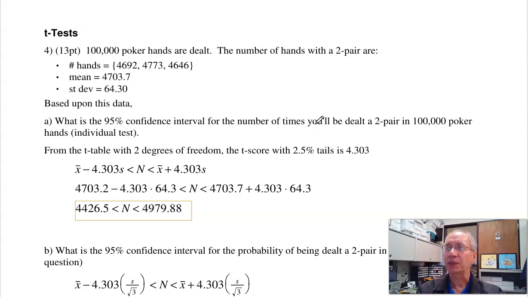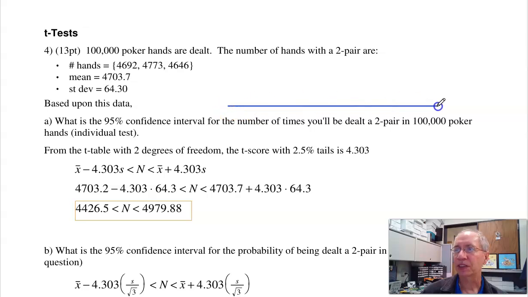If I run that program 3 times, I get 3 answers. Suppose the answers are 4692, 4773, 4646. That data has a mean, standard deviation. Based upon that data, I can tell you 2 things. One is, next time I play it, how many times will I get a 2-pair? And to do that, I need to specify the probability.